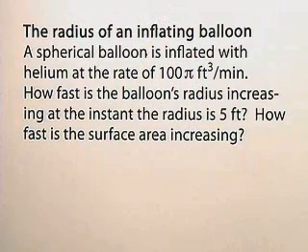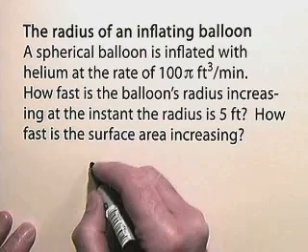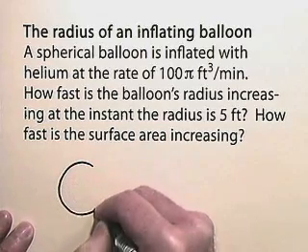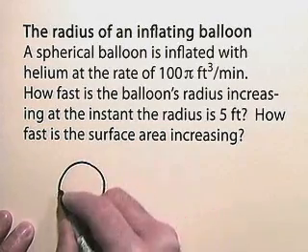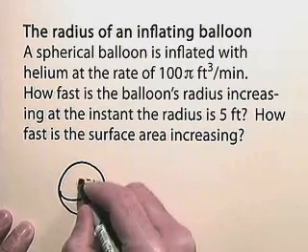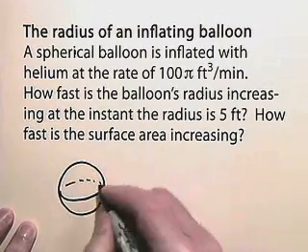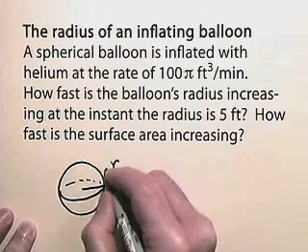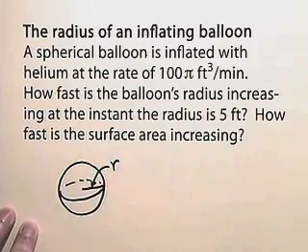The radius of an inflating balloon. A spherical balloon is inflated with helium at the rate of 100 pi cubic feet per minute. How fast is the balloon's radius increasing at the instant the radius is 5 feet? How fast is the surface area increasing? Well, let's draw a crude picture. So our balloon is spherical, so we draw a picture of a little sphere here. And its radius, we'll call it r. We have to give all the various variable symbols.